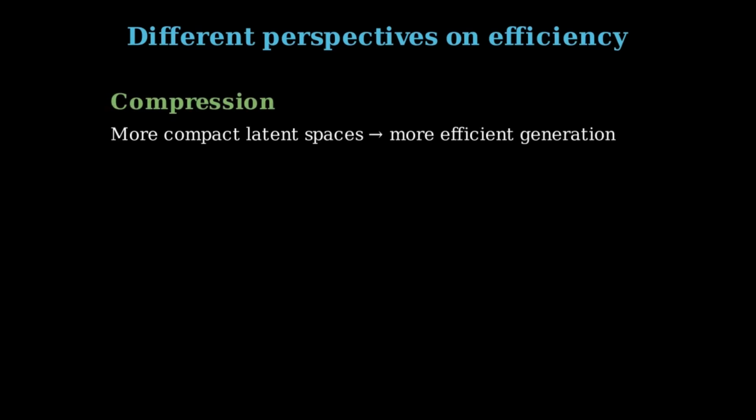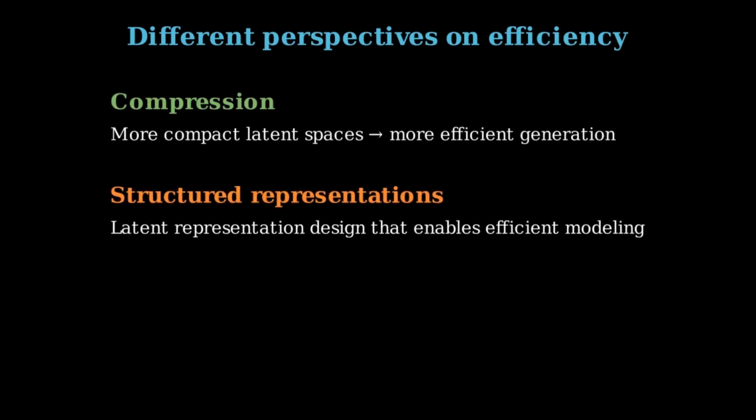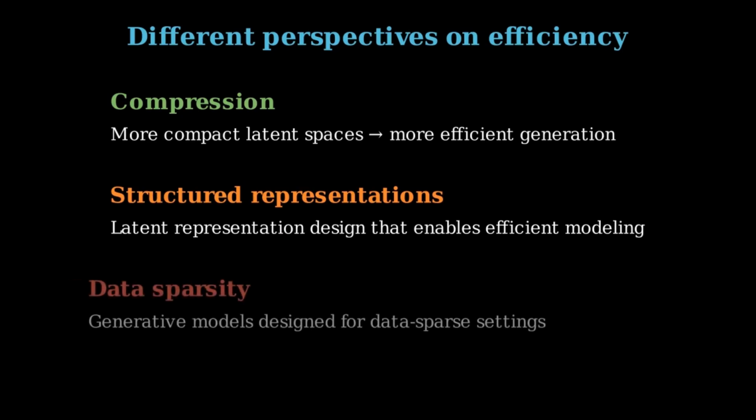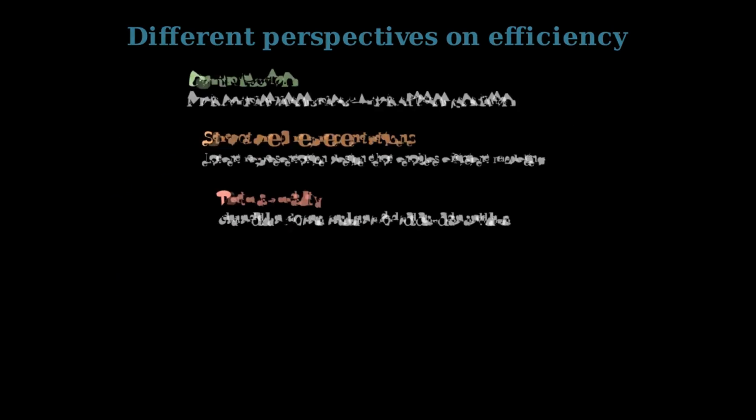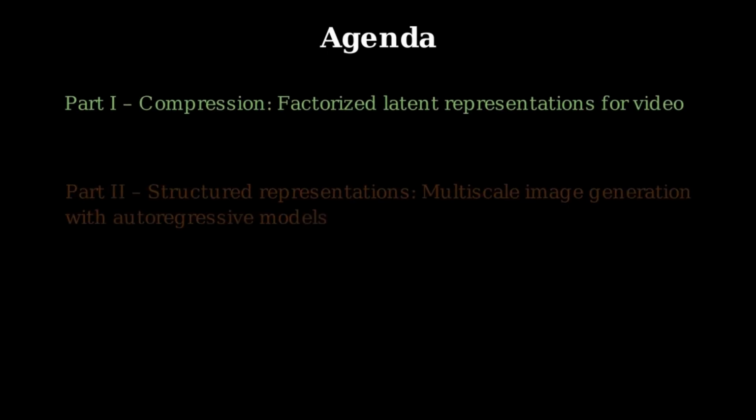The first is compression. How can we create more compact latent spaces that inherently speed up the generation process? The second perspective focuses on structured representations, carefully designing the latent space architecture to enable highly efficient modeling. And the third is data sparsity, pioneering generative models specifically designed to thrive in settings with severely limited training data. These three perspectives perfectly frame the upcoming agenda.